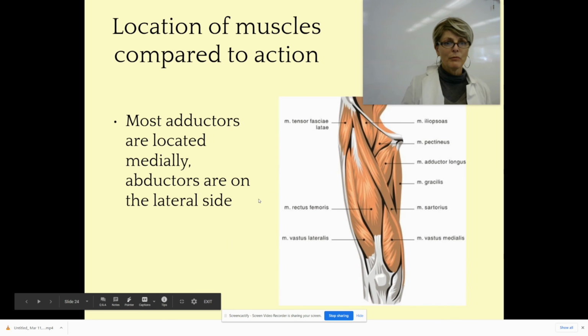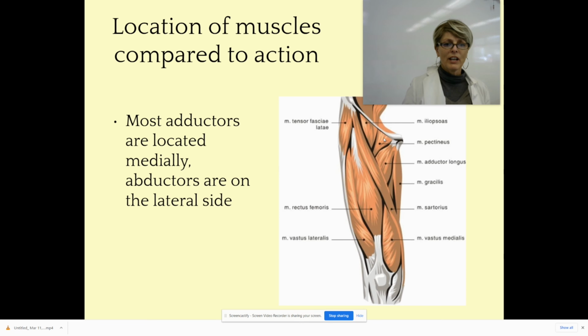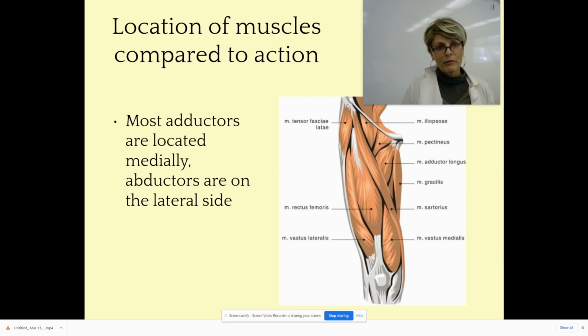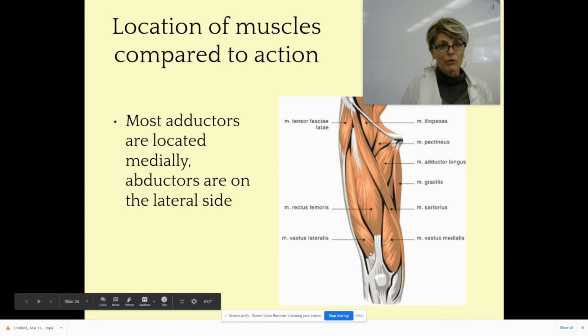The adductors are most primarily located in the medial side of an appendage, and the abductors that take it away from the midline are located on the lateral side. So here's your tensor fasciae latae muscle that's attached to this really long tendon. A lot of you are familiar with your IT band. That stands for iliotibial tract, because it goes from the iliac crest of your ilium all the way across 2 joints to your lateral side of your tibia.